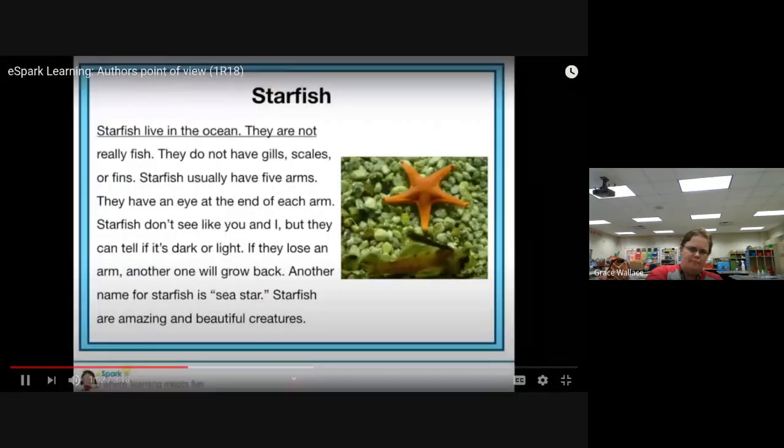Starfish. Starfish live in the ocean. They are not really fish. They do not have gills, scales, or fins. Starfish usually have 5 arms. They have an eye at the end of each arm. Starfish don't see like you and I, but they can tell if it's dark or light. If they lose an arm, another one will grow back. Another name for starfish is sea star. Starfish are amazing and beautiful creatures.